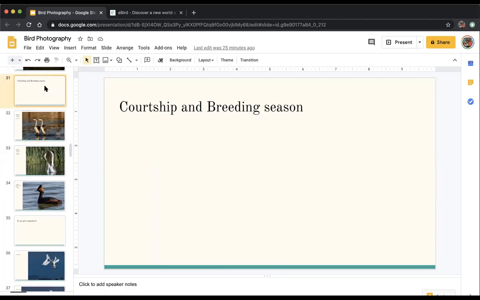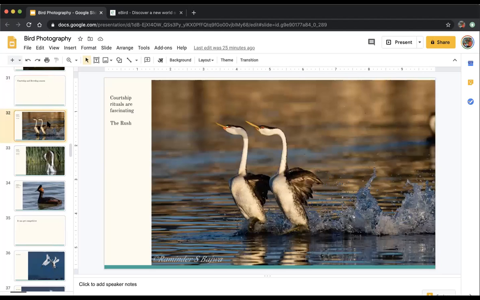So, we talk birds, right? And this is not just birds, it applies to even other animals. Courtship or breeding season is a fabulous time to be out there looking, because there is all kinds of interesting behavior going on, right? So here, these birds are some of my favorite birds, and this is the family of grebes.